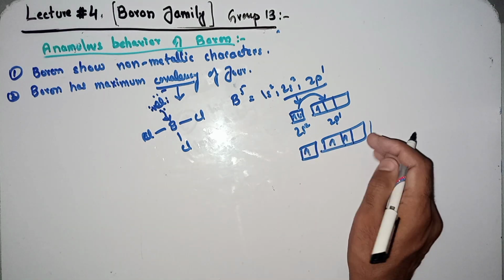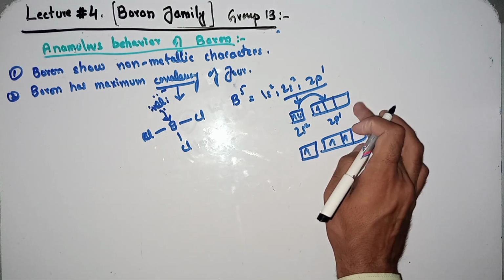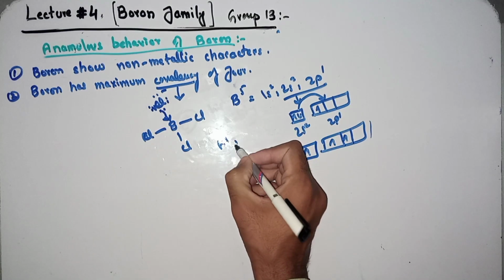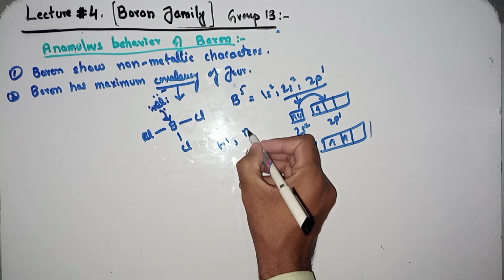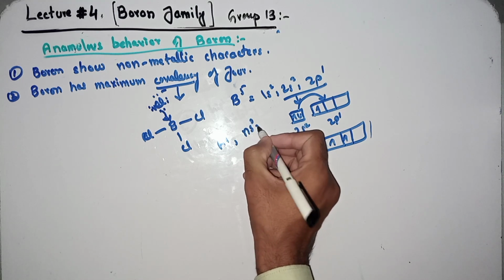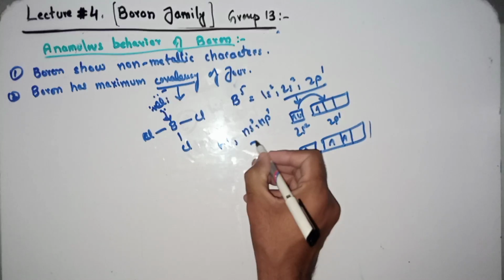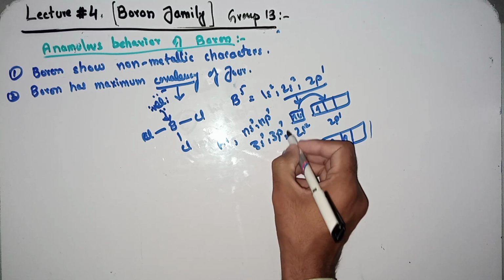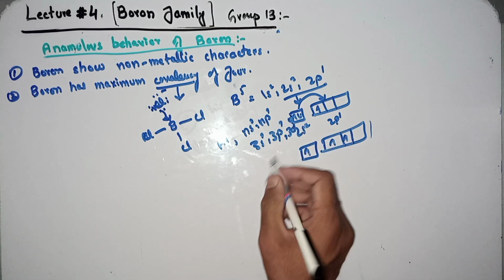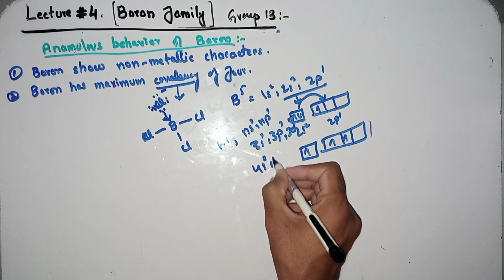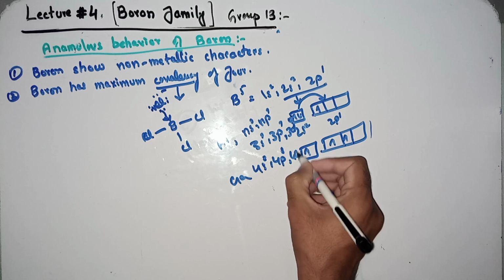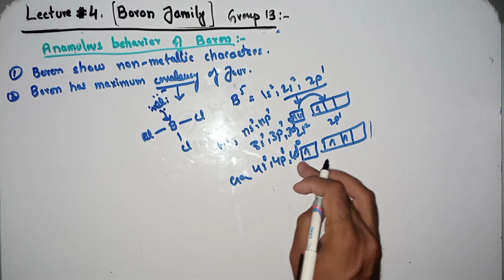So here only the 2p orbital is present, the maximum 2p orbital. While in aluminum, the valence shell is ns2 np1, that is 3s2 3p1. So here 3d0 is also present. In gallium, 4s2 4p1, 4d0 is also present, and 4f0 is also present.